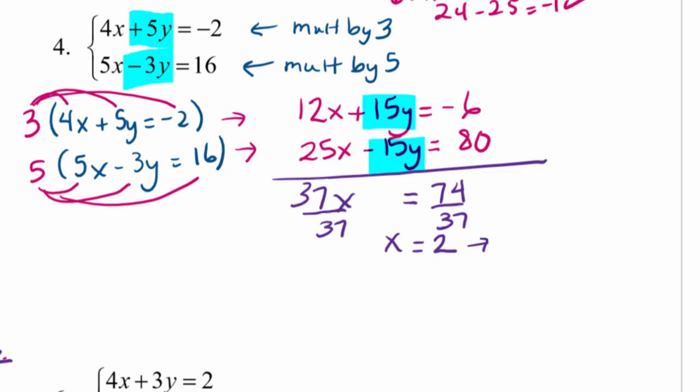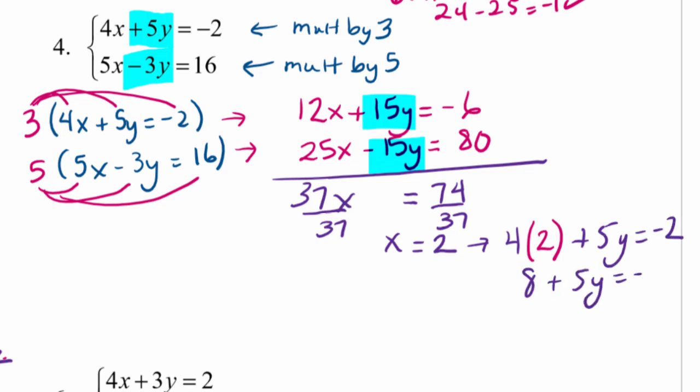I'll go for the top one just because y is positive. So 4 times 2, I'm going to replace the x with a 2, plus 5y equals -2. So we get 8 plus 5y equals -2. And then we're going to subtract 8. And so we get 5y equals -10, y equals -2.